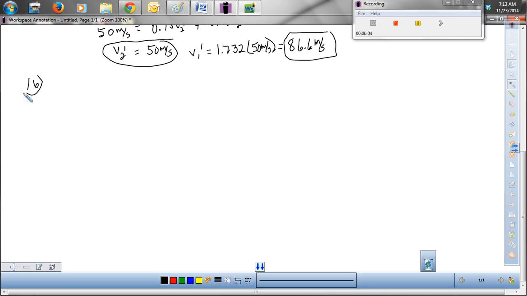16 is very similar. You have a puck A. Mass of A is 0.25 kilograms. It's moving to the right at 5.5 meters per second. That's your VA. It hits puck B. Puck B has a mass of 0.05 kilograms. It's not moving.